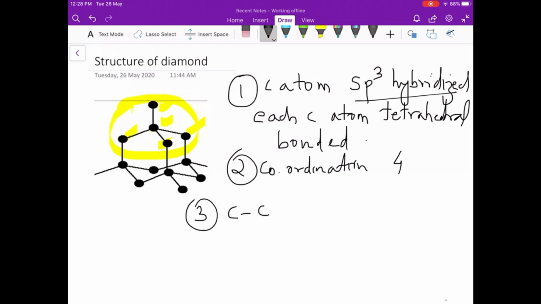And the third thing is carbon to carbon bond length. So from one carbon to another carbon atom, the bond length is 154 picometer, and the bond angle, now again I'll point out what is the meaning of bond angle.